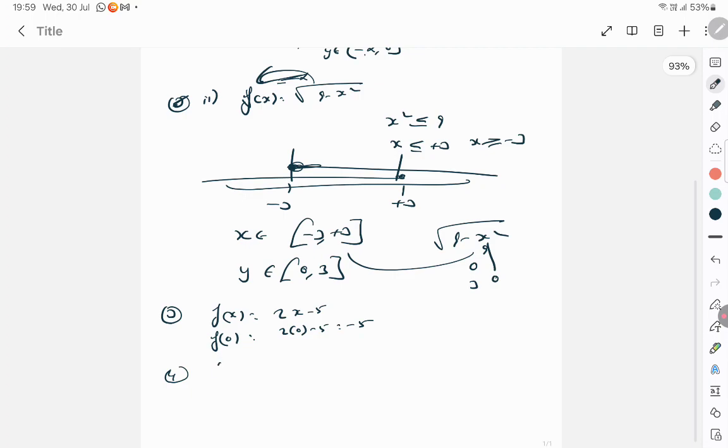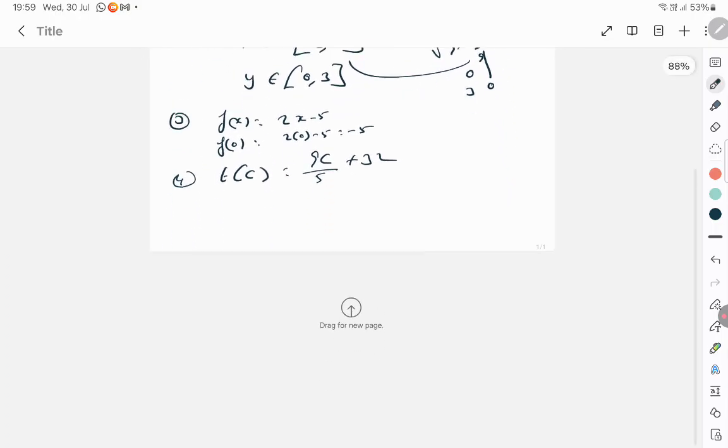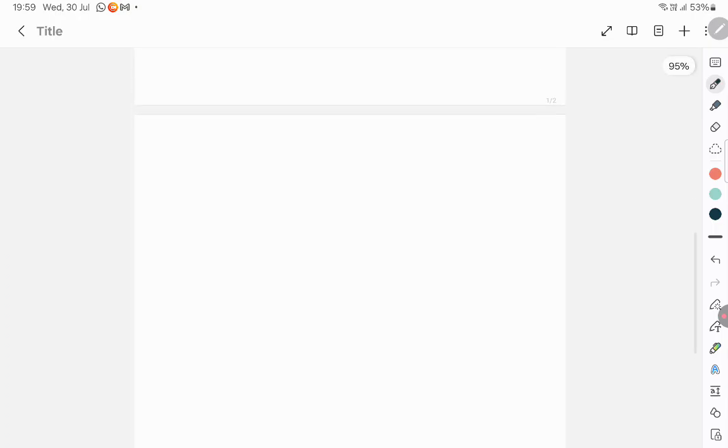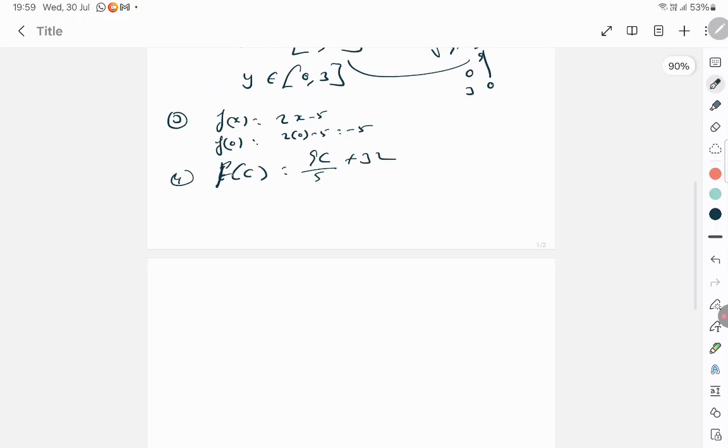The fourth question is, they've given temperature in Celsius as 9C by 5 plus 32. What is it? I think this is Fahrenheit. Fahrenheit is equal to 9C by 5 plus 32, where C is the Celsius. You have to write.